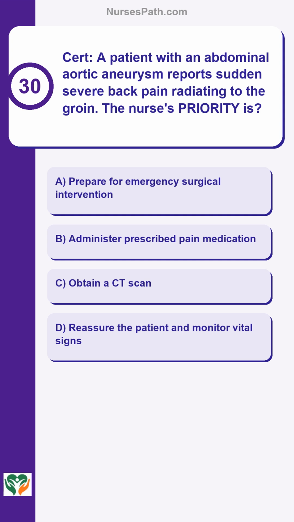Question 30. CERT. A patient with an abdominal aortic aneurysm reports sudden severe back pain radiating to the groin. The nurse's priority is? Prepare for emergency surgical intervention. Administer prescribed pain medication. Obtain a CT scan. Reassure the patient and monitor vital signs.